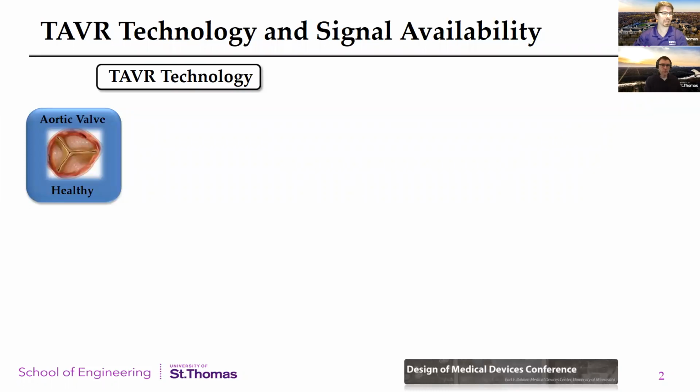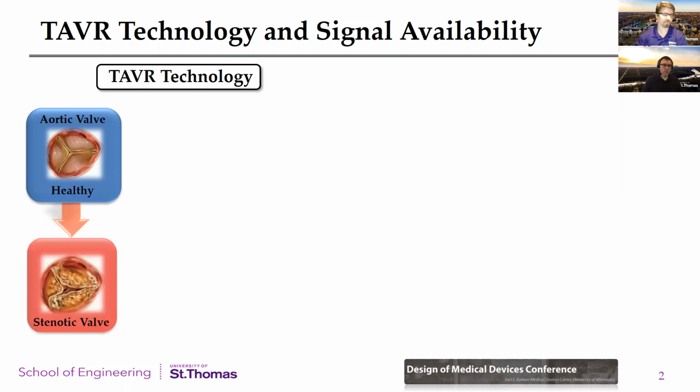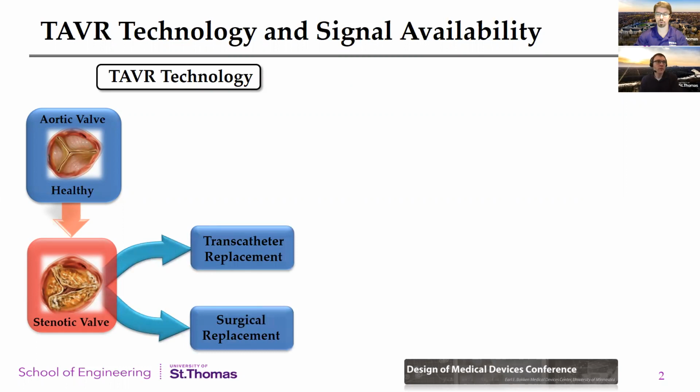Shown on the slide is a healthy aortic valve. Now, as we age, that valve becomes calcified, and if that calcification deposit is too severe, the valve becomes stenotic and can't open and close properly, at which point one of two interventions is required, either surgical replacement or transcatheter replacement, which is becoming increasingly desirable.